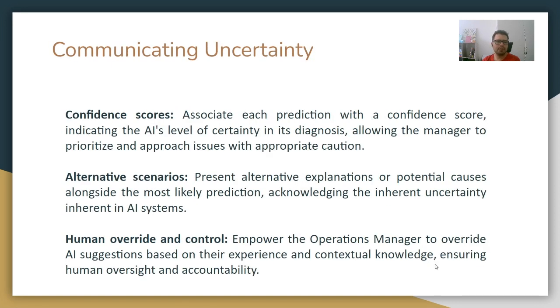About communicating uncertainty about our model, we can use confidence scores. Associate each prediction with a confidence score, indicating the AI's level of certainty in its diagnosis, allowing the manager to prioritize and approach issues appropriately. Obviously, we can also use alternative scenarios and human override and control.